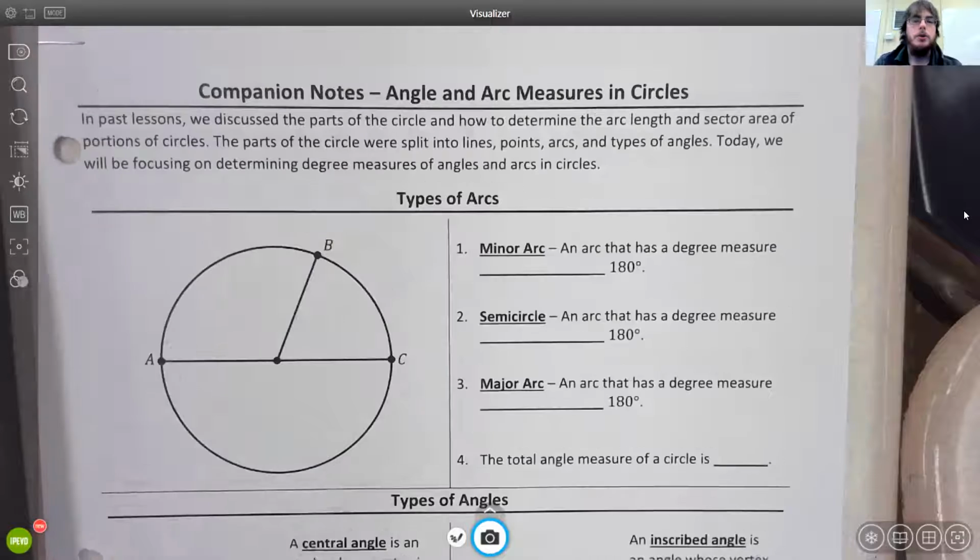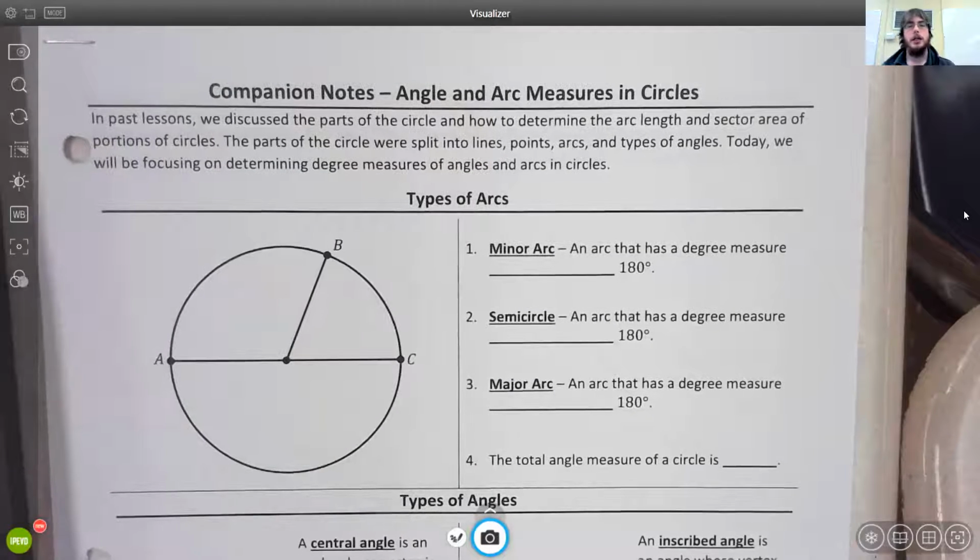Okay, so we have talked about a few of these things as well as arc length and sector area and how we determine those in circles. And also when we looked at the different parts of circles, we talked about the various types of arcs that we had. Well, we're also going to be covering the different types of angles. But first, we're going to go back over the types of arcs to make sure we have a good understanding of those. So there are three types of arcs.